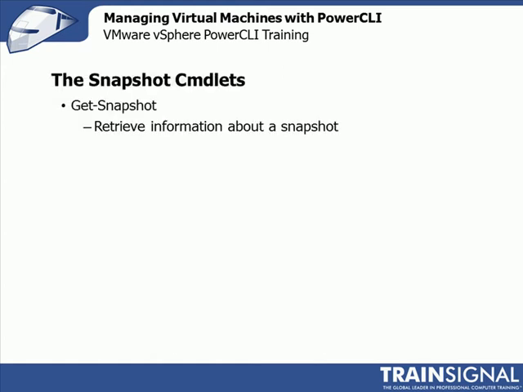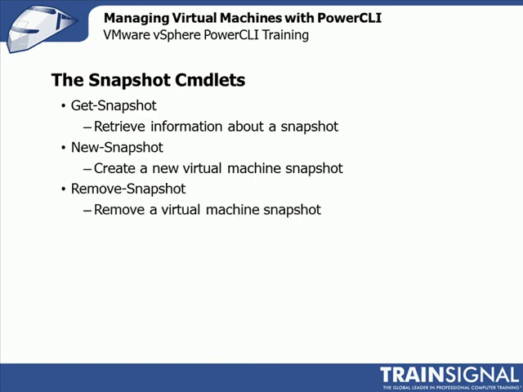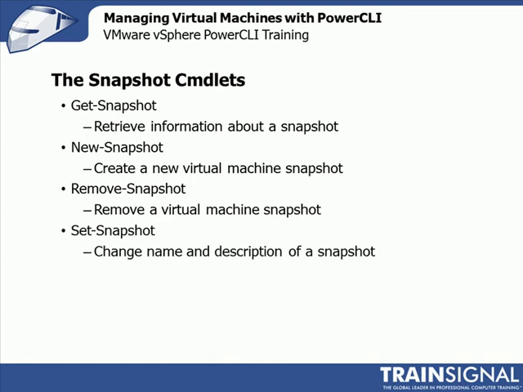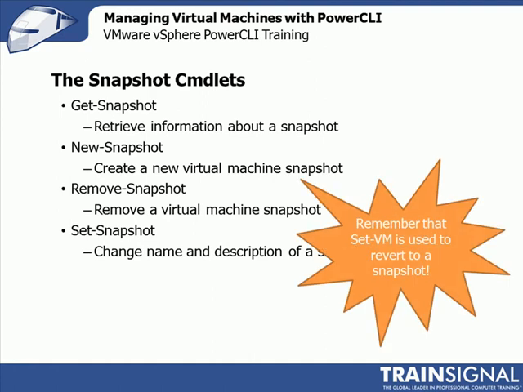We have a few commandlets to work with here. First one I'm going to talk about is Get-Snapshot. This is used to retrieve information about a snapshot. New-Snapshot is used to create them. Remove is to get rid of them. And Set is used to change the name and description of a snapshot. Not mentioned here, but we did mention it previously, Set-VM, that's what you're going to use to revert to a previous snapshot. Because in that case, you're modifying the virtual machine, you're not modifying the snapshot.